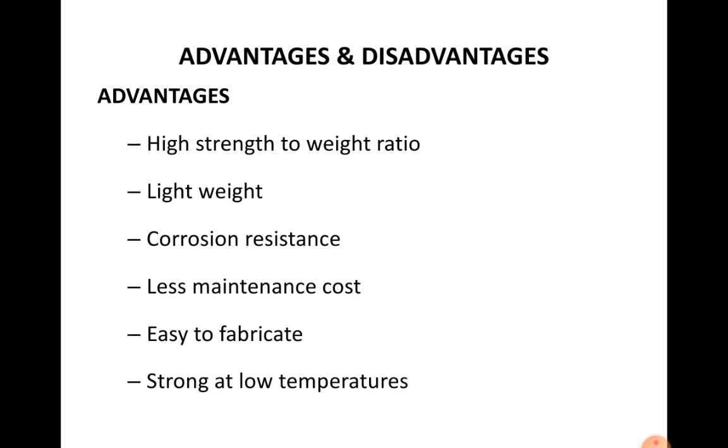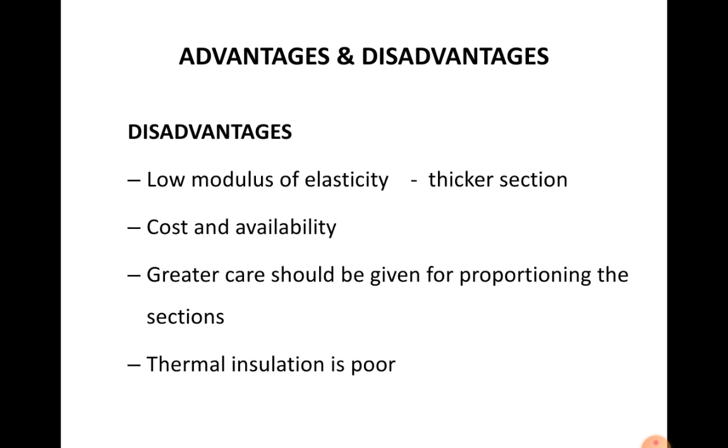Now coming to the advantages and disadvantages of aluminium. Advantages: first is its high strength to weight ratio. It is very light in weight, corrosion resistant, does not need maintenance, so less maintenance costs like painting, all these things are not required. It is easy to fabricate, and it is also strong in lower temperature.